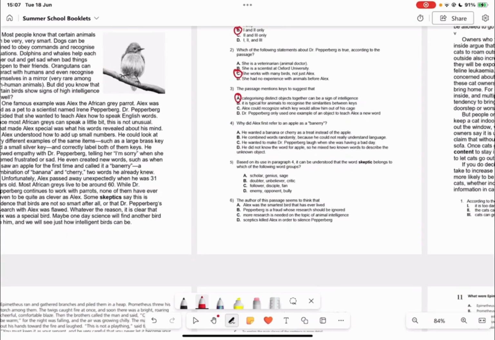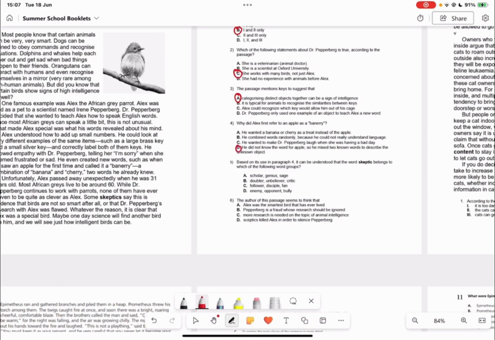Then, question 4. Why did he first refer to an apple as a bananary? He wanted a banana or cherry as a treat instead of an apple, he combined the words randomly, or he wanted to make Dr. Pepperberg laugh, or he didn't know the word for apple, so he mixed two known words to describe an unknown object, and the answer for this will be D.